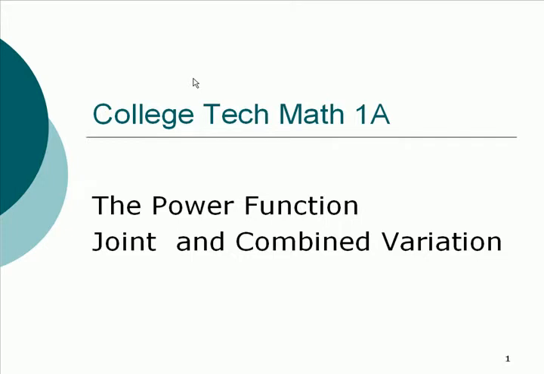We're going to look at basically 3 topics today that are really all just different names for the same basic idea, and so we're going to lump it all together. We're going to examine something called the power function, and we're going to examine joint and combined variation. Now your book gives these things separate sections, but they're really the same basic idea.